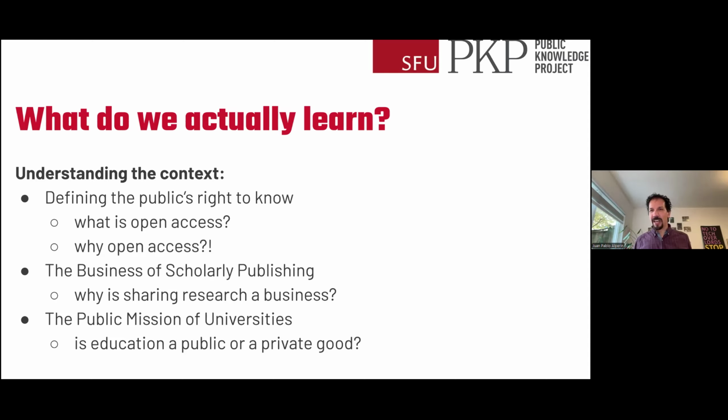First is getting the larger, bigger picture: defining the public's right to know what is known. This is a little bit about what open access is. Most of you, if you're here, have some sense of what open access is. It's about opening scholarship and making it available to the public. But the question that I think is important that we all ask ourselves, and have a good answer to, is also why open access.